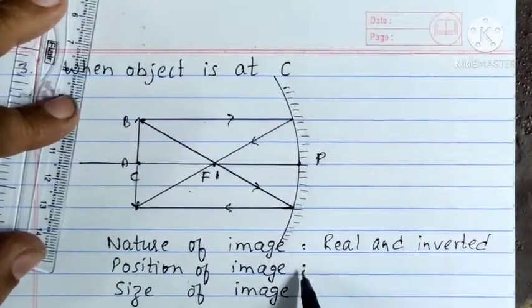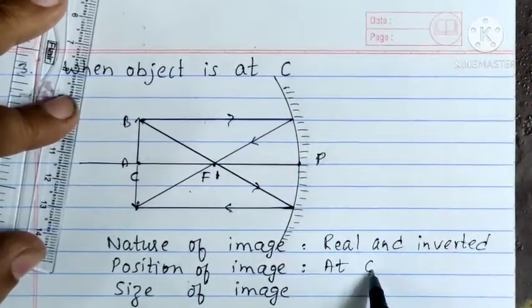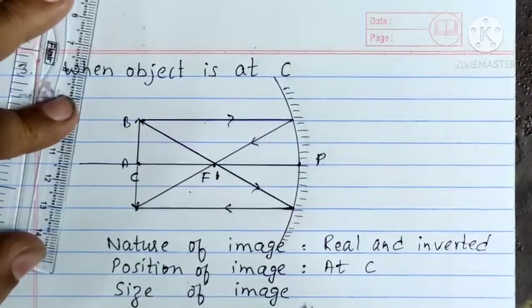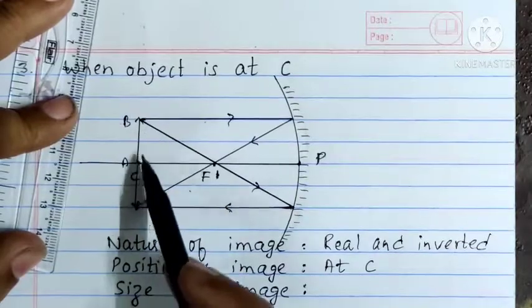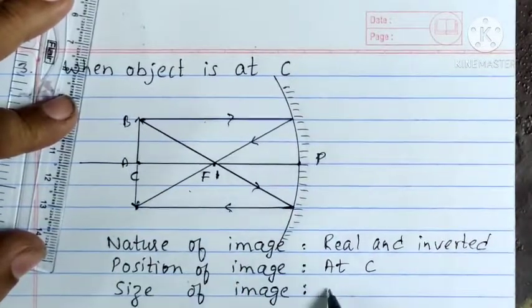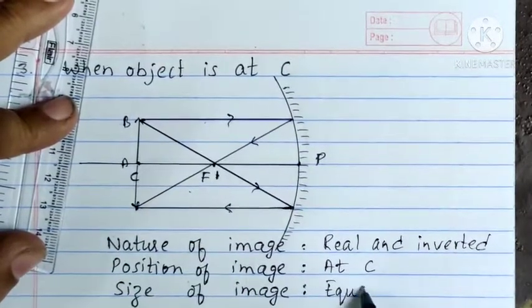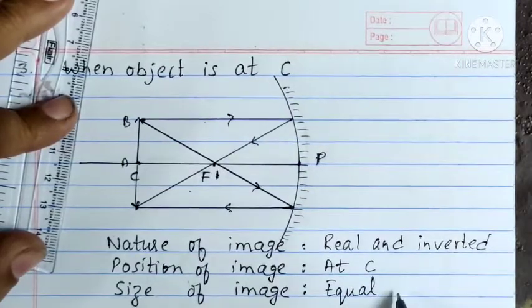Position of image: as you can see, when the object is at C, the position of the image is at C only, that means at the center of curvature. And size of image: as you can see clearly in the diagram, these are of equal size. So the size of the image is equal to that of the object.